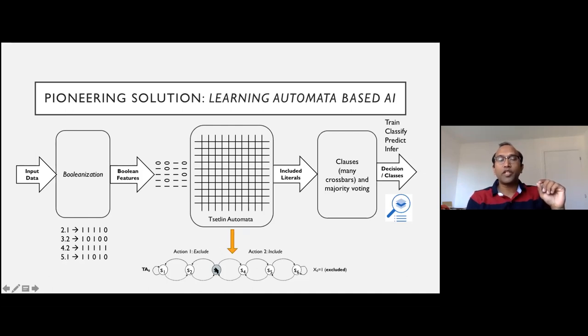Initially, you start with a random state, but depending on how much error you have when you're training it, you either go left, which is rewarding, or you go right, which is penalizing. Okay, so you do some sort of reinforcement over time as you start learning it, and once you have learned it, you have a fantastic crossbar-based solution, which allows you to have, number one, a very lean way of doing machine learning using logic, and number two, you can also do powerful explainable models.